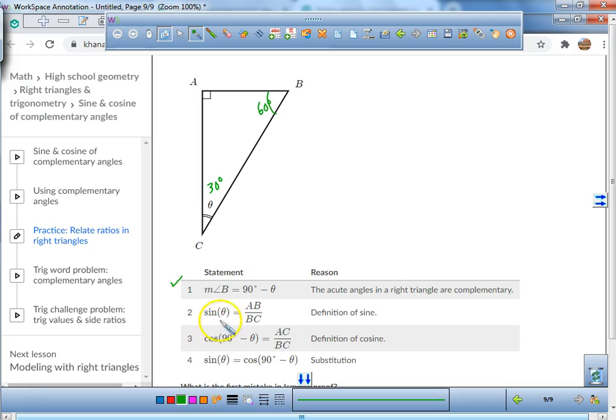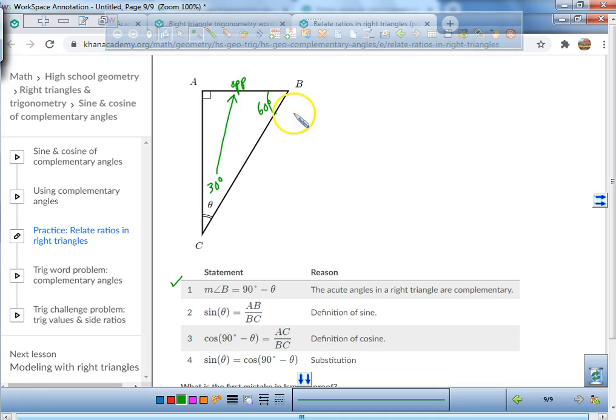Okay. Now he says the sine of theta is AB over BC. So the sine of theta is AB, that's the opposite side, over BC, which is the hypotenuse. So is the sine equal to the opposite over the hypotenuse? Yes. So the sine of theta, that's true.